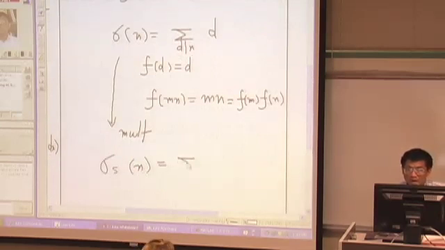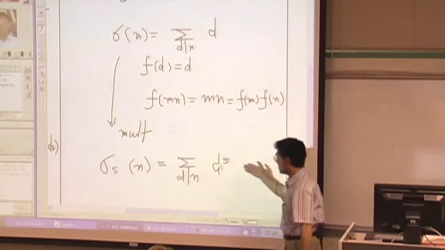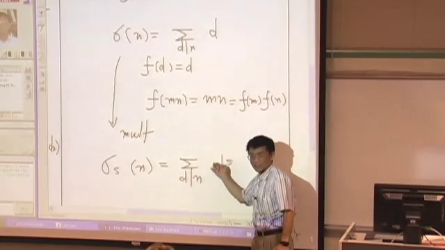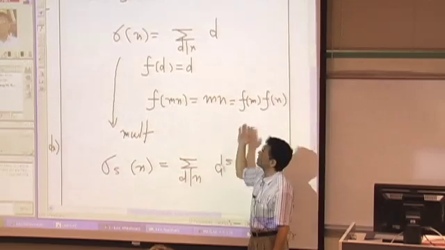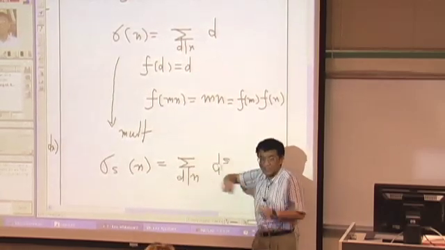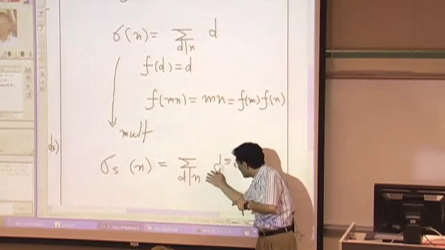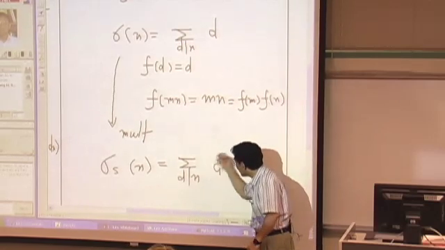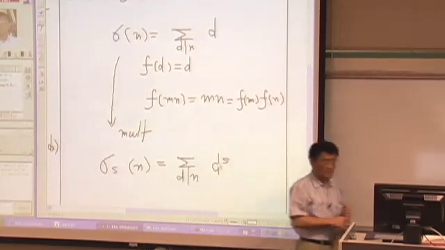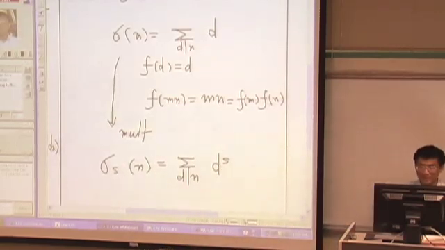So assume that you are asked to prove that this function is multiplicative. All you need to show is that this is a multiplicative function, and then refer to the fact that if the addends are multiplicative, then the sum is multiplicative. So we covered this.